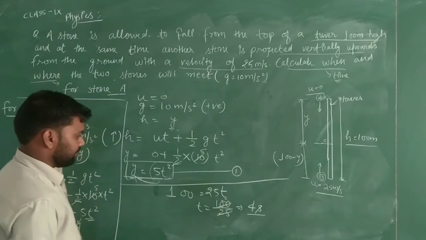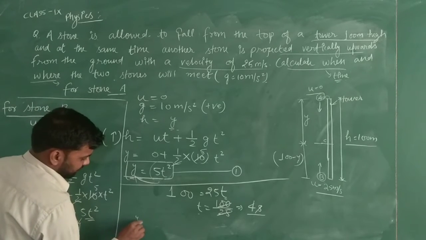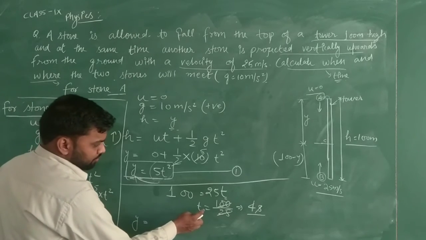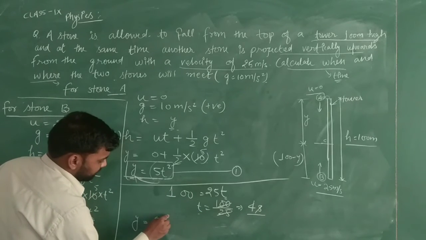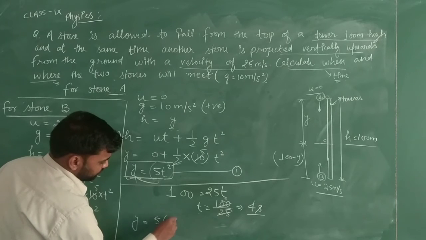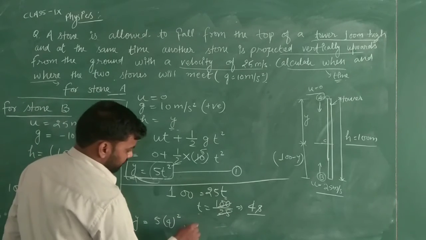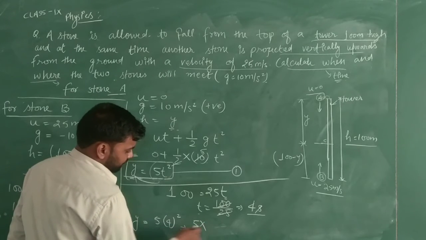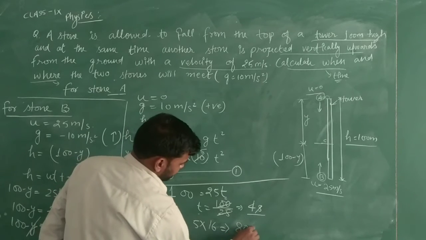Now we can calculate the value of y also by putting the value of t in equation 1. Now we can find y equal to, students, put the value of t in equation 1. 5 into 4 square. It will be 5 multiplied by 16, that is 80 meter.